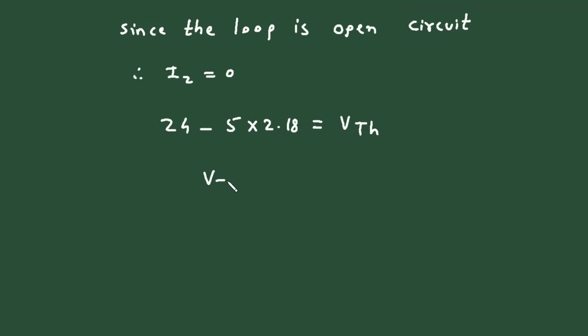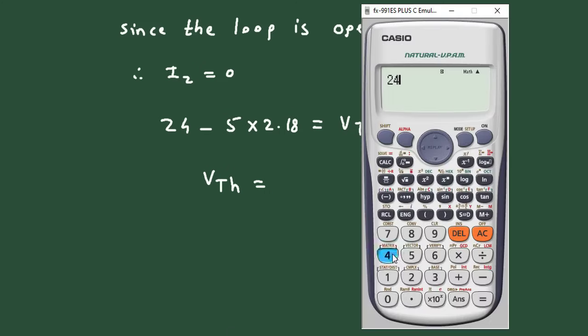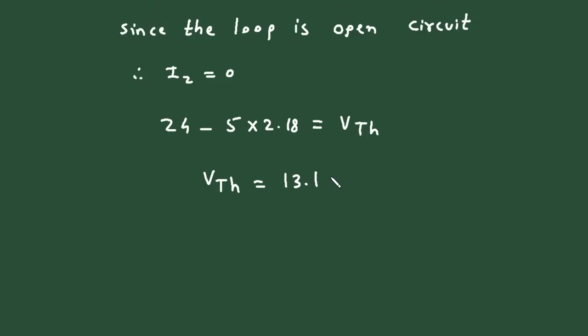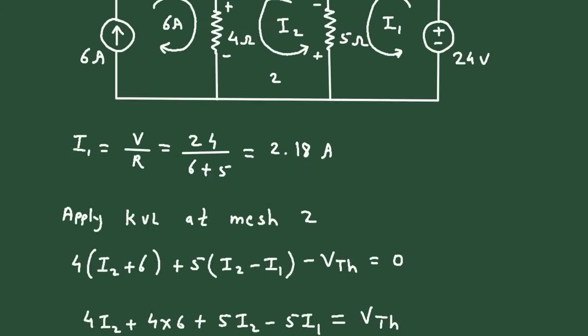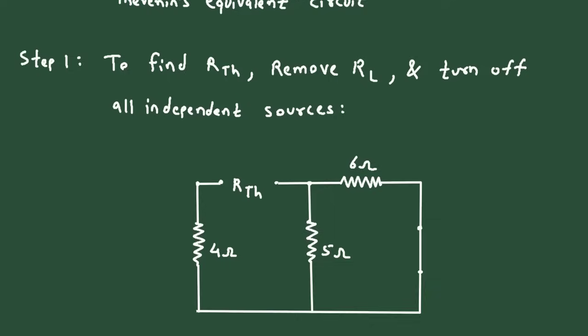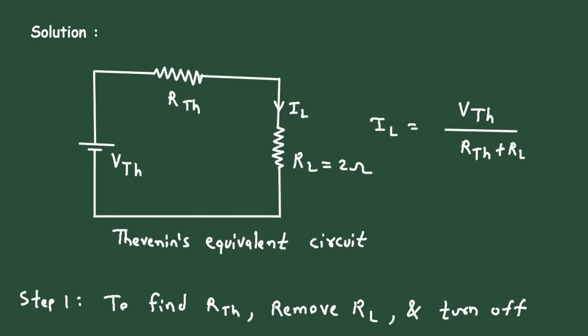So therefore VTH is equal to 24 minus 5 multiplied by 2.18. So it will be 13.1, and since it is a voltage, its unit will be volts. So this is the value of VTH. Now we got the value of VTH and RTH, so we can draw Thevenin's equivalent circuit.